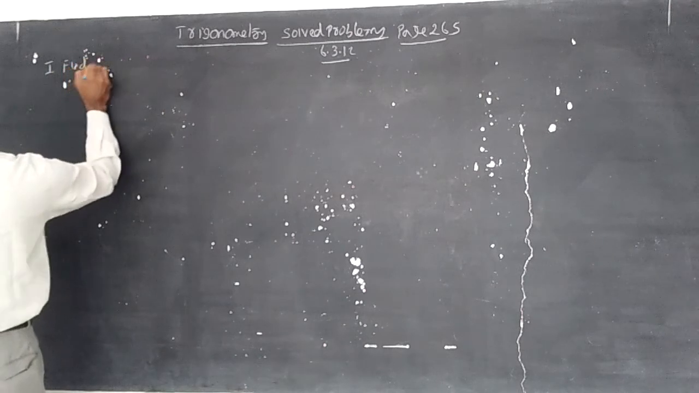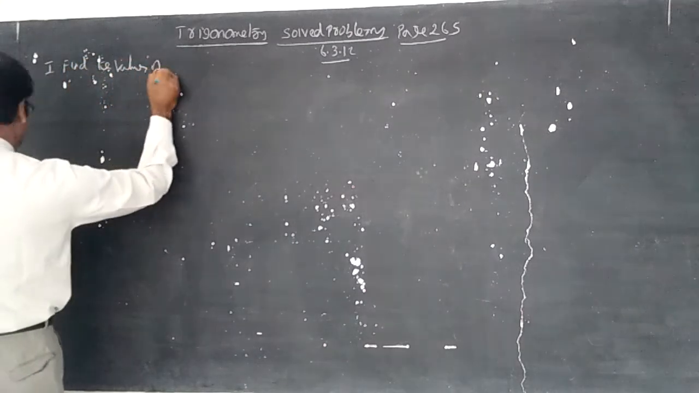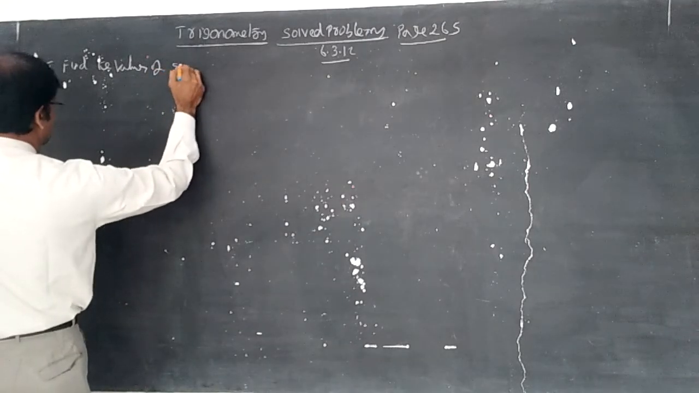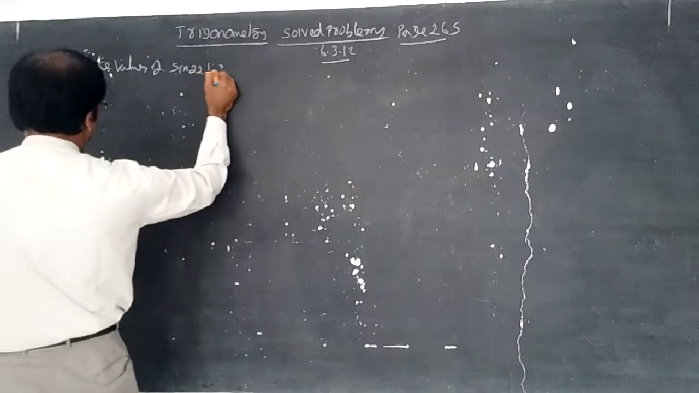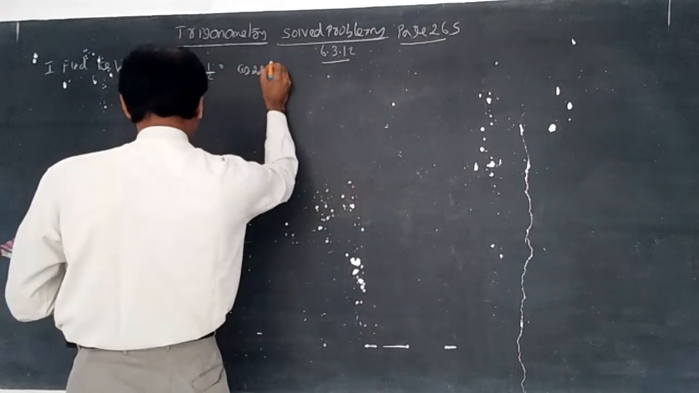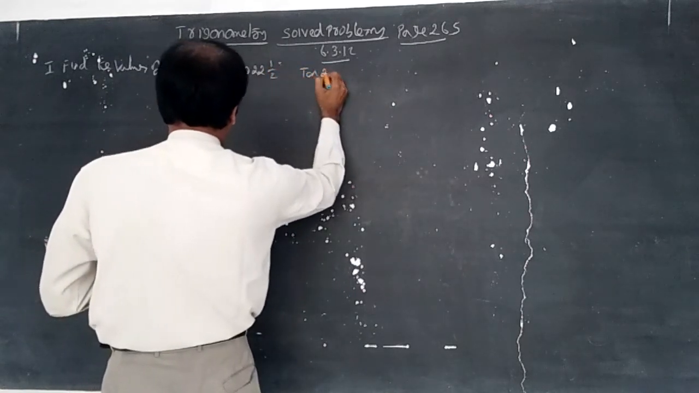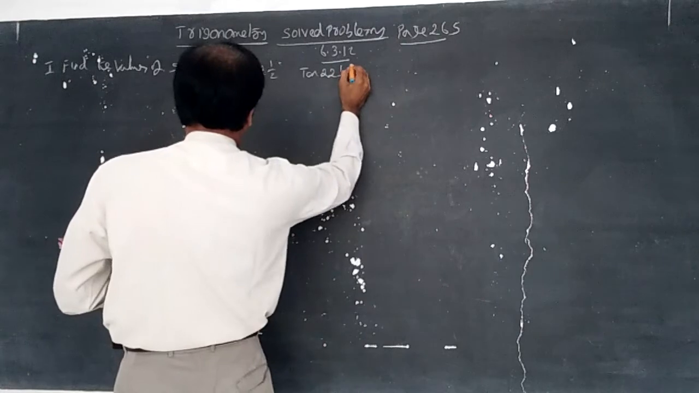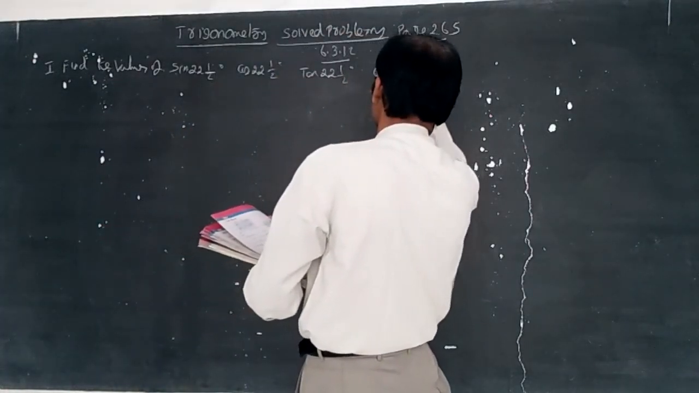First one, find the values of sin 22.5 degrees, cos 22.5 degrees, tan 22.5 degrees, and cot 22.5 degrees.